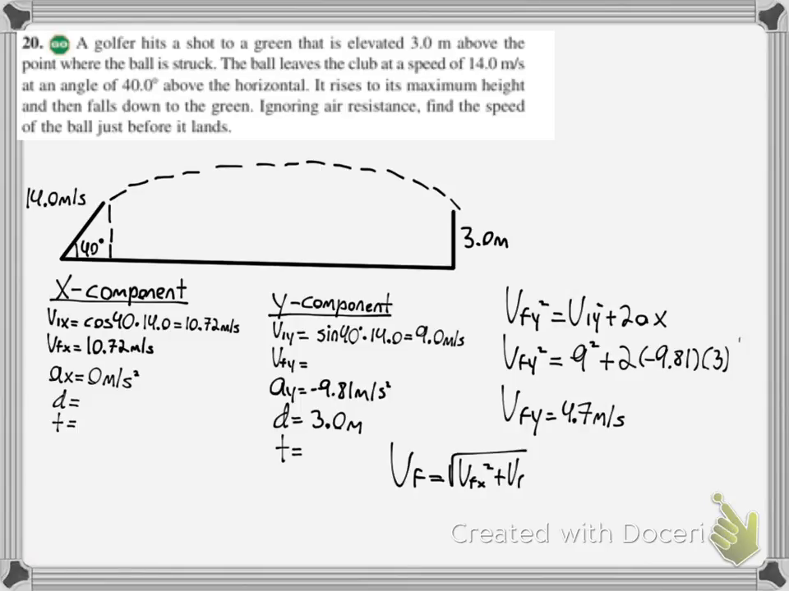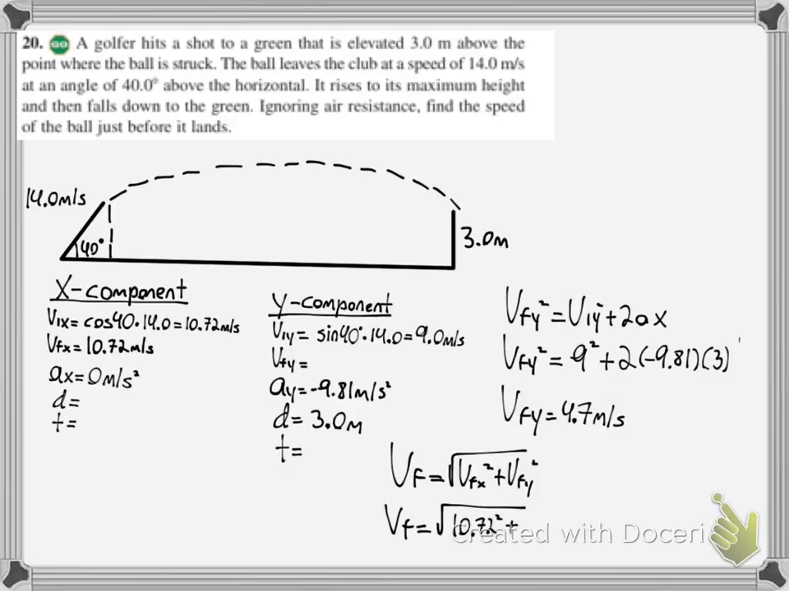Then using trigonometry, our final velocity is equal to the square root of our final velocity in the x squared plus our final velocity in the y squared. This is basically the Pythagorean theorem. We use this to find the hypotenuse of a triangle, so the equation is c squared equals a squared plus b squared. So in order to find the final velocity, we would do the same thing. It's like we're solving for c.